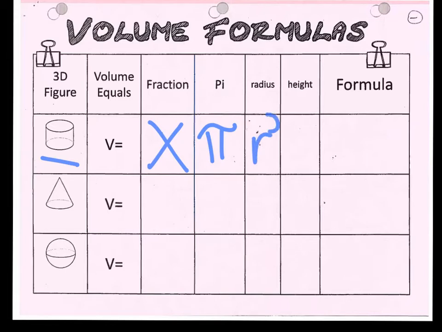We square our radius because that comes from our circle formula, and then we multiply the entire thing by the height. So the volume is going to be pi r squared h. That's going to be the really important formula that we use to find the volume of any cylinder. Now you need to flip over to page 6 to continue our notes. Page 6.